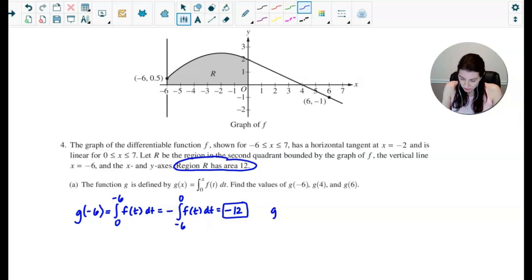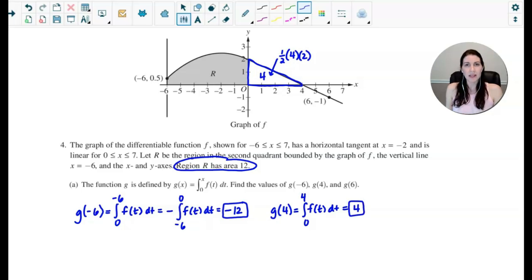Now on to g of 4. And g of 4 would be the integral from 0 to 4 of f of t dt. That would mean we are looking for the area under the f graph from 0 to 4, which is going to be this triangular region right here. And we can find that area by finding the area of a triangle, which is 1/2 times base times height, or 1/2 times 4 times 2. And you can see that that would be a +4 in this example. So g of 4 is 4.